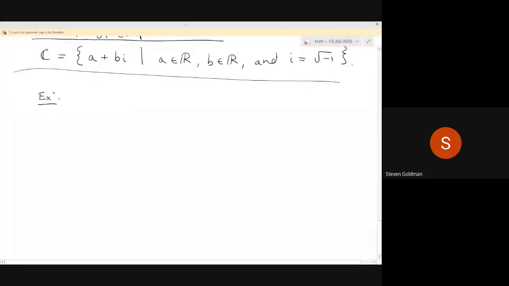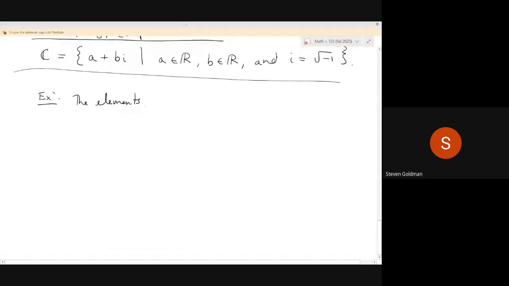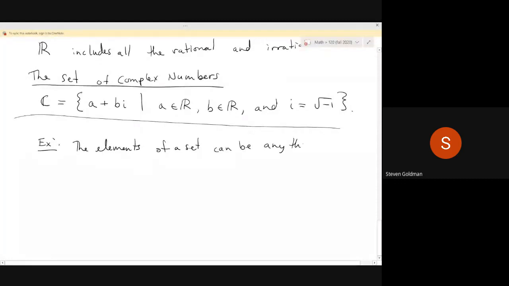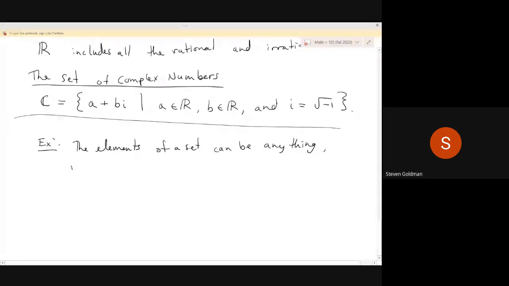By the way, you can also have a set whose elements are sets, right? The elements of a set can really be anything. Well, to be honest, not anything. If you let the elements be anything, then you run into Russell's paradox, which maybe I'll give you a problem with for homework. But basically anything. The elements of a set can be anything, including other sets.